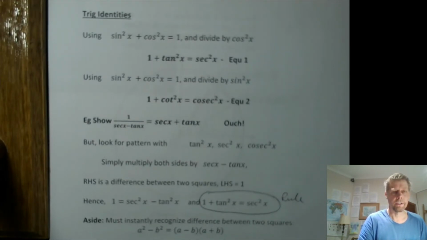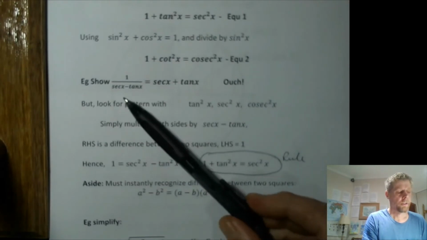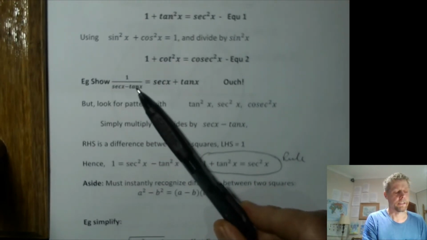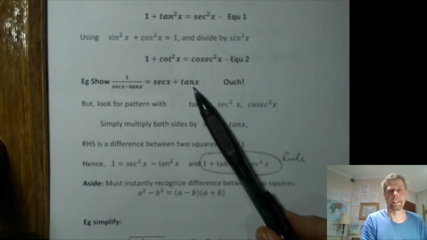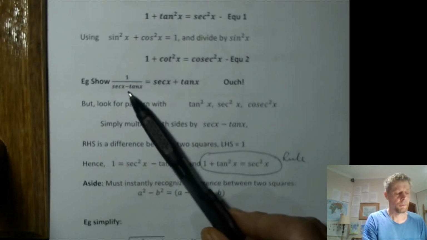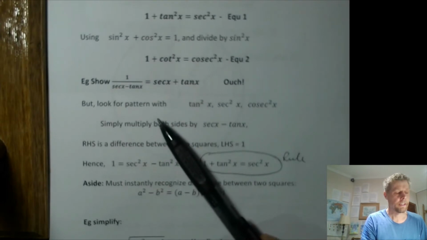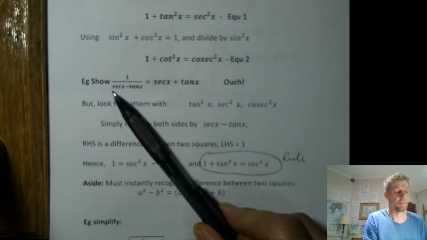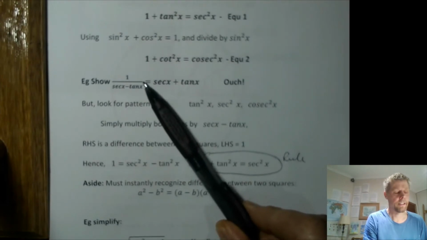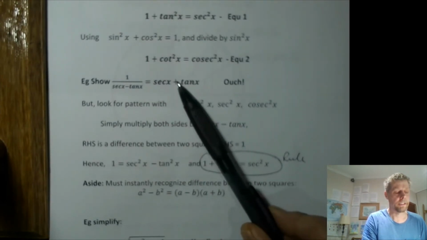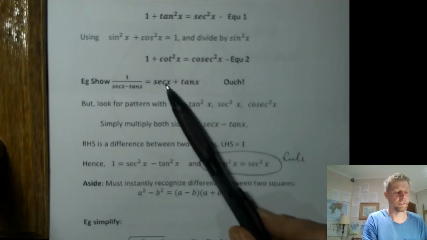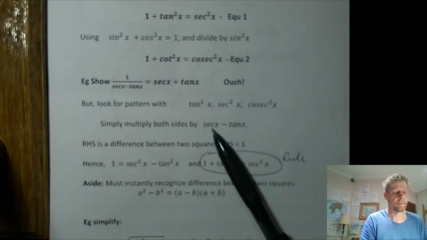So here's a nice example. Show that 1 over sec x minus tan x equals sec x plus tan x. Ouch, looks tricky. But let's start off. We put the two equal to each other, and if we multiply both sides by sec x minus tan x, we're going to be left with just 1 on the left hand side. And if we look there, we see there's a difference between two squares. We've got sec plus tan times sec minus tan.